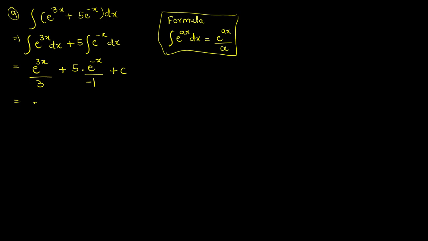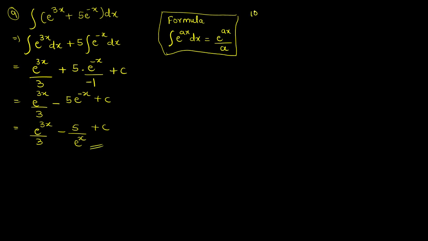So we can just simplify this. e power 3x as it is over 3, plus and minus will be minus 5 e power minus x. So if you want, you can write it as e power minus x, or else you can put e power x in the denominator, making it a positive power. So e power 3x divided by 3 minus 5. To make this positive, we change it from numerator to denominator, which leaves a positive power with x. So this will be the final answer.